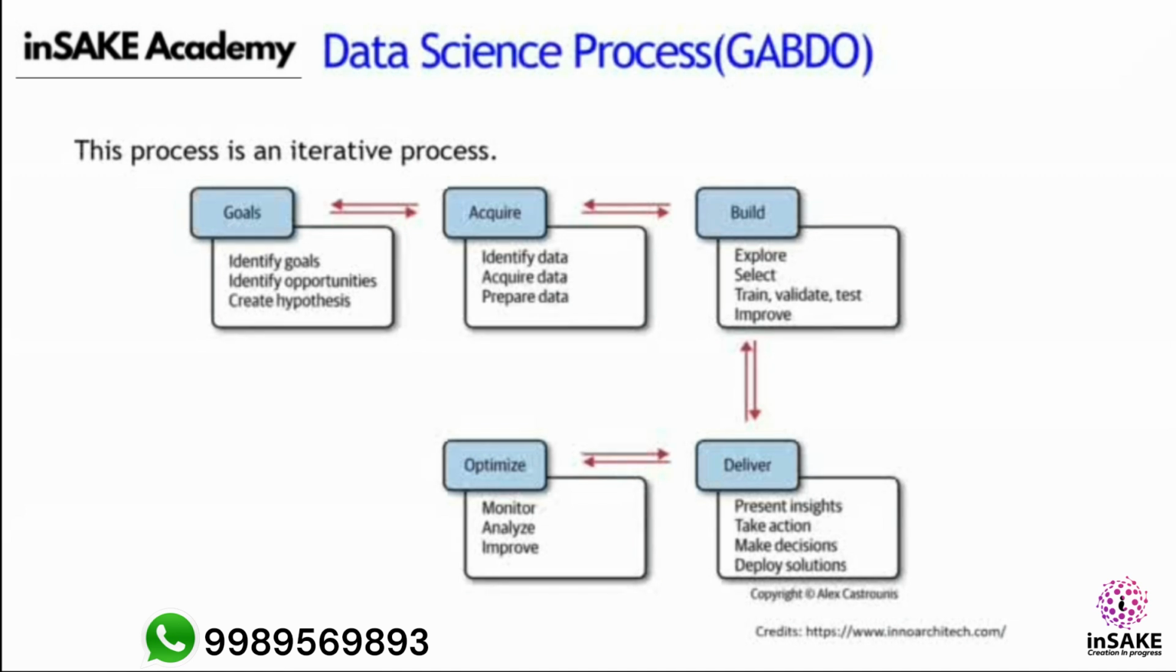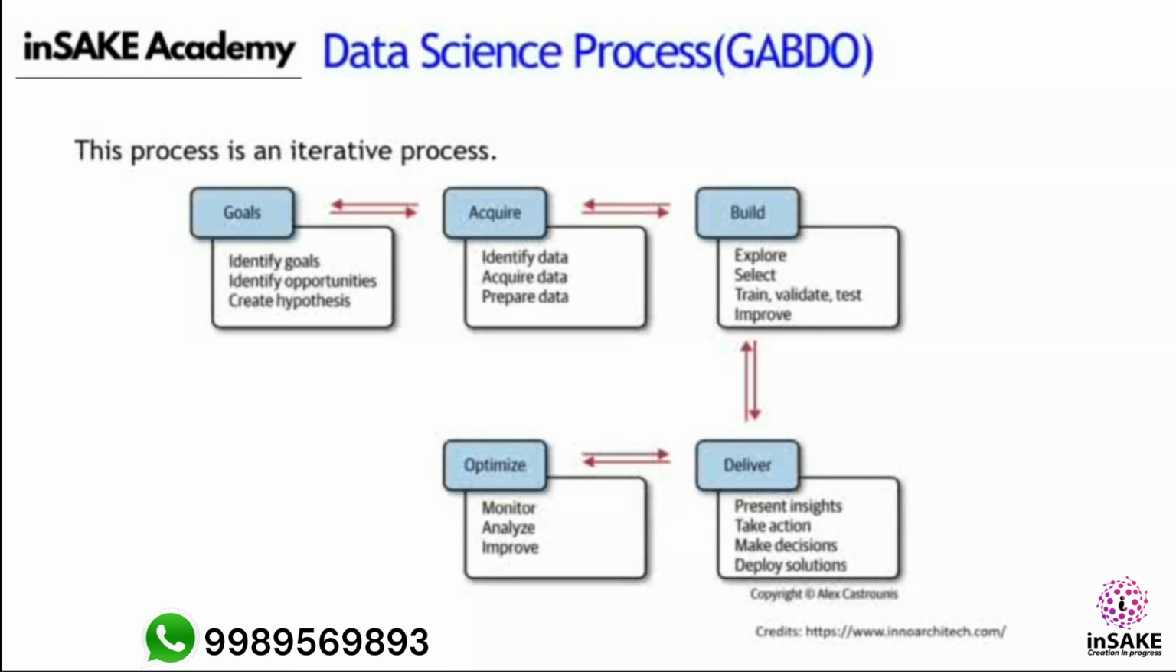Then moving on to the fourth phase, which is deliver. So in this particular phase, now you have developed the model, and you are ready to deploy it. That means you are ready to take it to your client. But the clients, in all cases, won't have knowledge on machine learning, right?